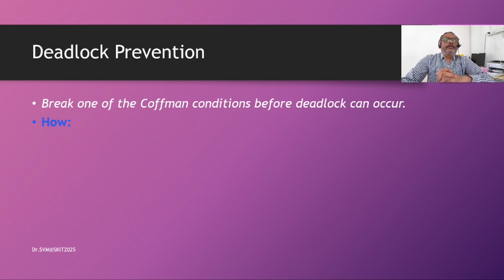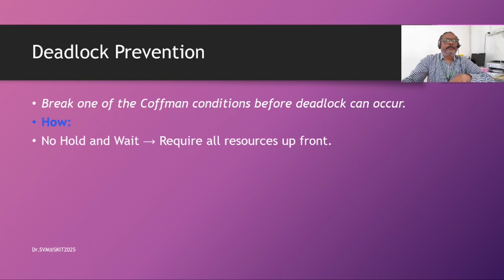Deadlock prevention is one method where at least one of the Coffman conditions should be broken so that deadlock can never occur. As we discussed, for deadlock to occur, there are 4 conditions called Coffman conditions, which have to be satisfied simultaneously, only then there will be deadlock. Even if one of the conditions fails, definitely there is no chance of deadlock. That is the main logic behind deadlock prevention.